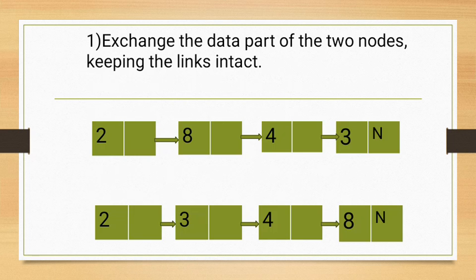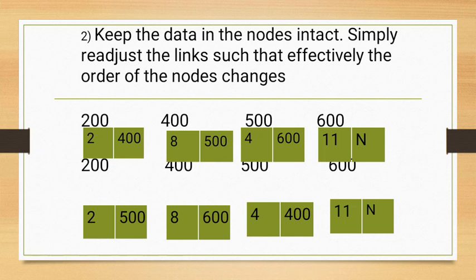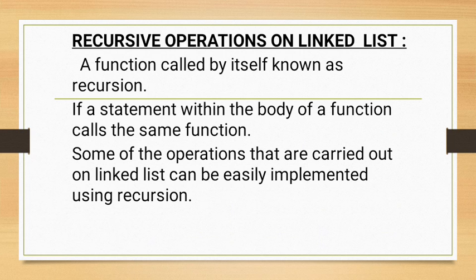One, we can exchange the data part of two nodes, keeping the links intact, as shown in the diagram there, right? Or else, look at what happens there. We can keep the data part of the nodes intact, then we change the pointers or the links. So you find both ways make the linked list more efficient in terms of its ability to be sorted, because in each and every situation we decide what is best for us to utilize.